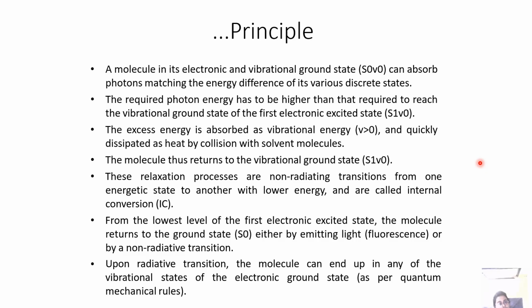first electronic excited state. The excess energy is absorbed as vibrational energy and quickly dissipated as heat by collision with solvent molecules. The molecule thus returns to the vibrational ground state. These relaxation processes are non-radiating transitions from one energetic state to another with lower energy and are called internal conversion or IC. From the lowest level of the first electronic excited state, the molecule returns to the ground state either by emitting light, fluorescence, or by a non-radiative transition. So upon radiative transition, the molecule can end up in any of the vibrational steps or states of the electronic ground state as per quantum mechanical rules.